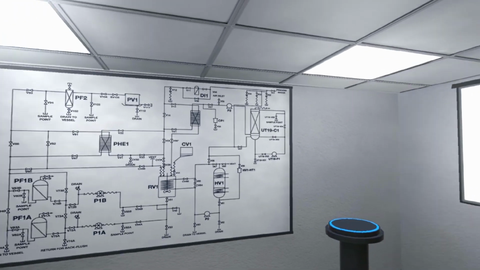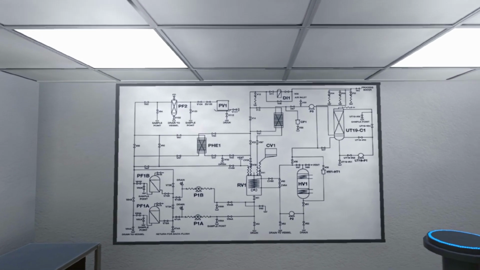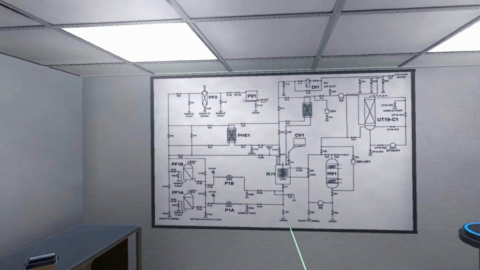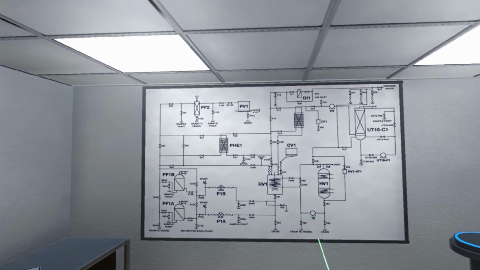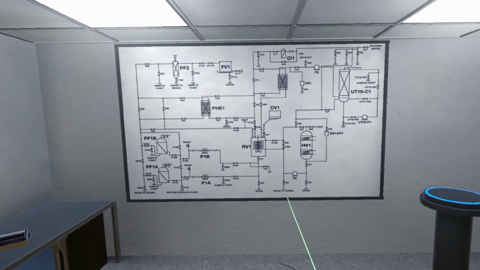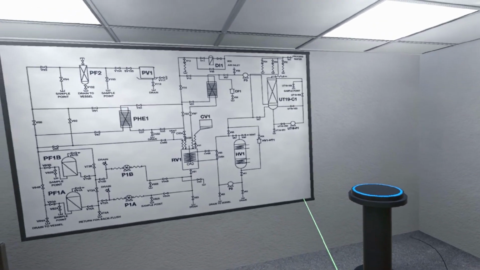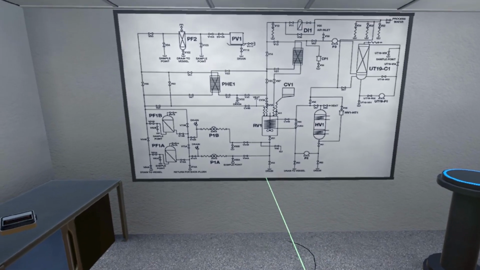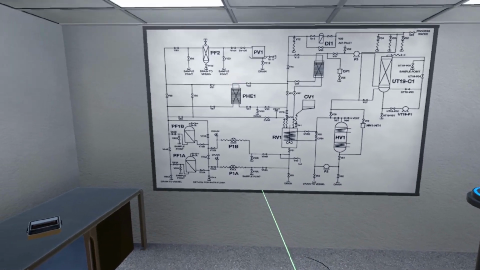Most valves on the plant are open or closed valves. Open valves are parallel to the pipe, whilst closed valves are perpendicular to the pipe. There are also other types of valves, such as control valves and solenoid valves.